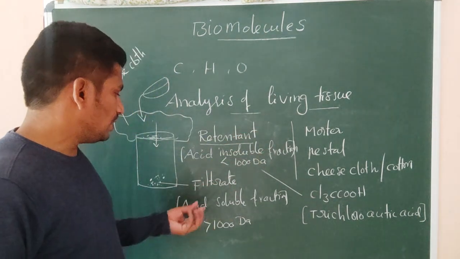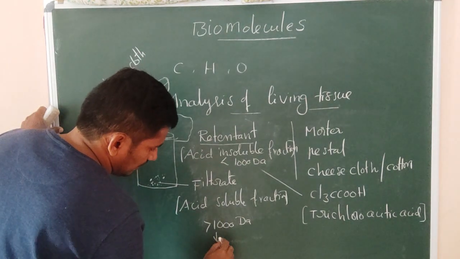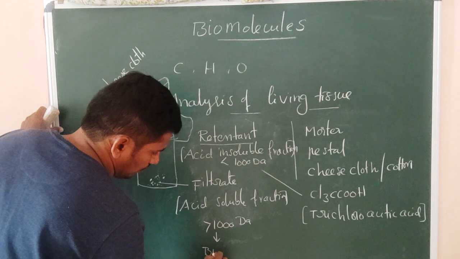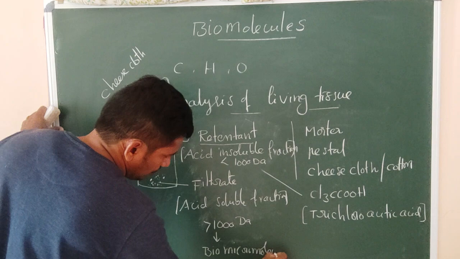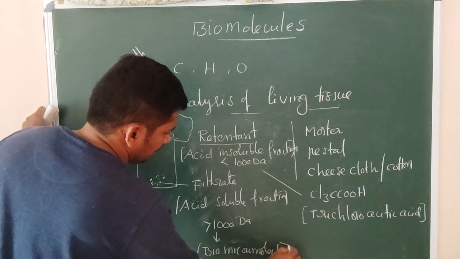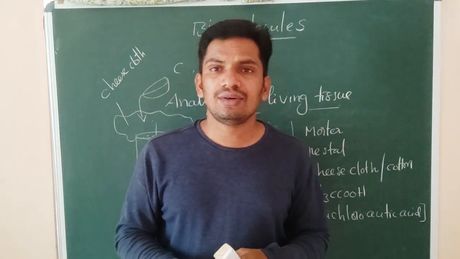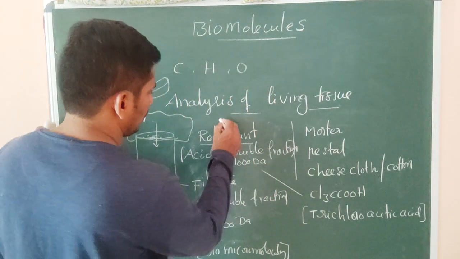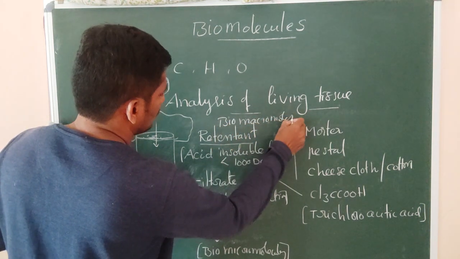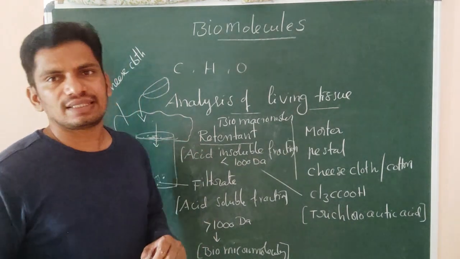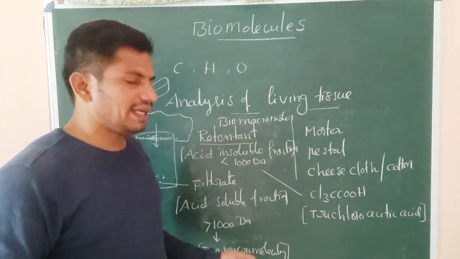Now, the filtrate contains what we call biomolecules, and the retentate contains what we call biomacromolecules. Biomacromolecules we find in the retentate based on the molecular weight. And here we obtain these biomicromolecules and macromolecules.